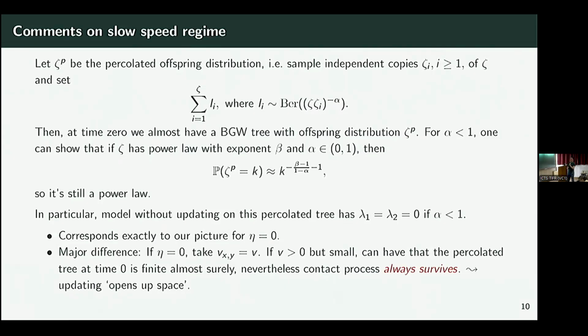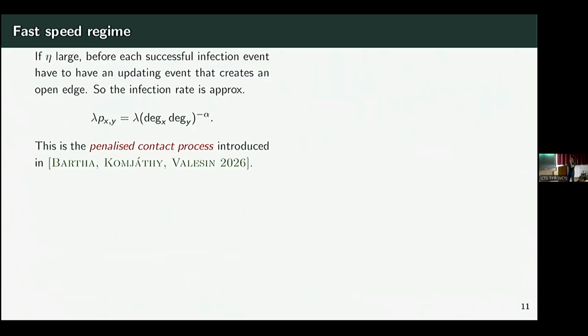So that's one point. In the fast speed regime, if you're updating really quickly, then before every infection attempt, if you discretize time, you immediately see an update. So effectively, the infection rate becomes lambda times this p. And this is exactly what was introduced as the penalized contact process by Bartkomjati and Balazine, and the paper got published in 2026. The preprint appeared a little bit before ours, but we knew of their work anyway.